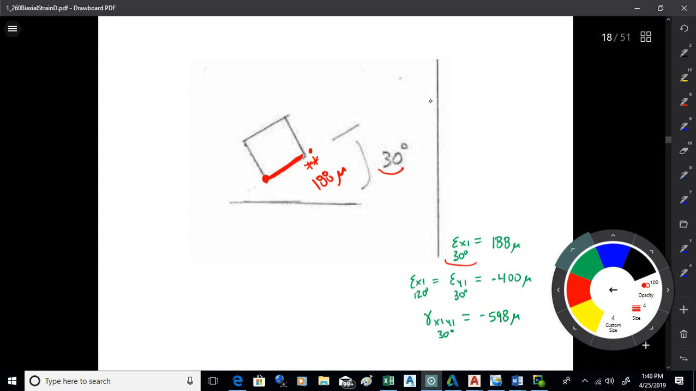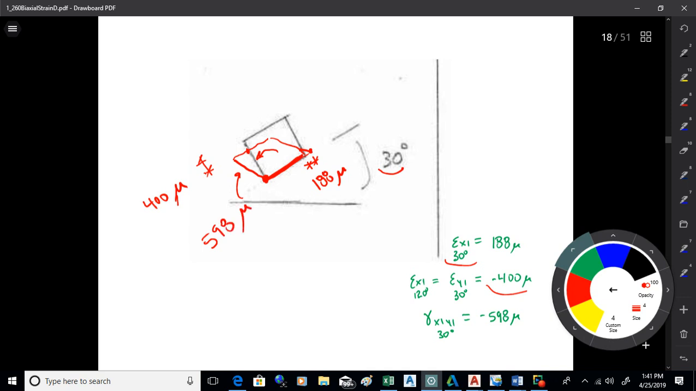Now 90 degrees off of that, it's going to get shorter by 400 times 10 to the minus 6. So that's kind of right there. The micro symbol means 10 to the minus 6. And then the shear strain at 30 degrees is negative 598. And here's where this gets especially schematic, because I'm going to put all of the shear strain on one side, okay? The reason I'm doing that is so I can put a dimension on it. So I'll throw in a little arc, an angular dimension like that, and I'll call that 598 times 10 to the minus 6.